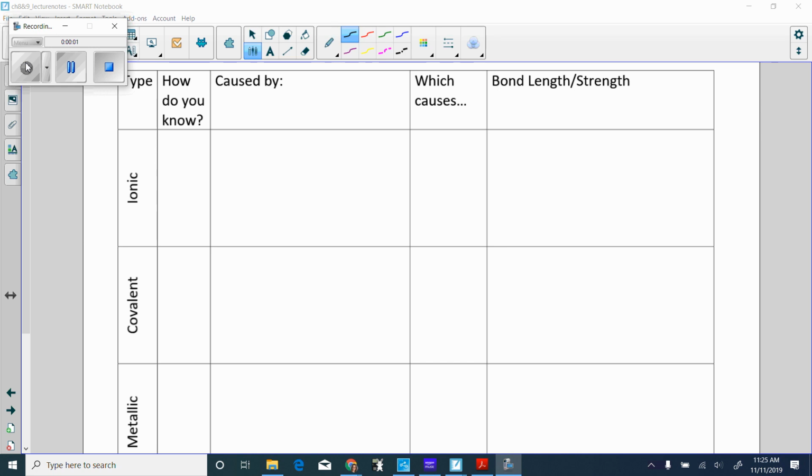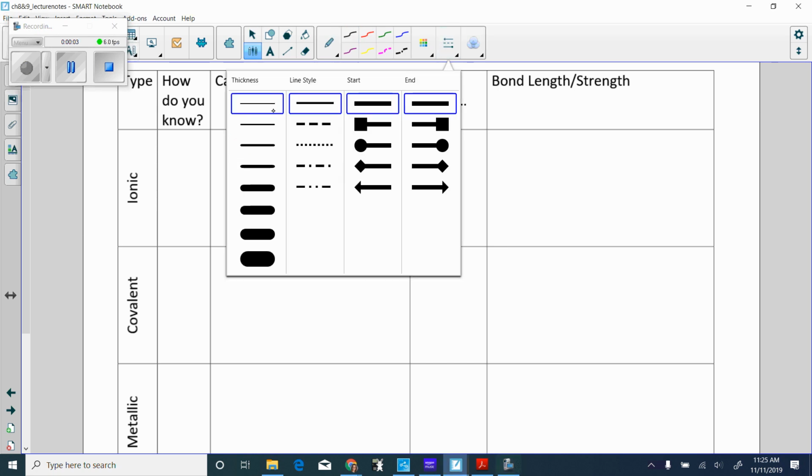I think I need to remake it. Colors. I'm just going to use yellow as my only color. Okay. There's a meme going around.